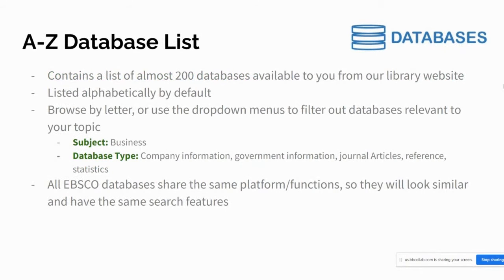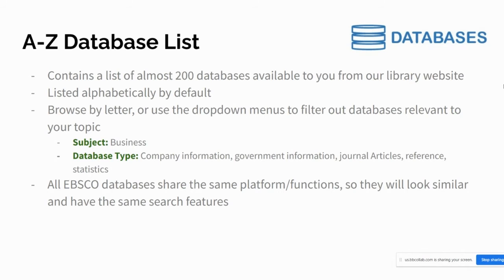So that was just an overview of how to use Dragon Quest to locate business type sources. But I'm going to show you our A to Z database list now, which contains almost 200 databases from our website, and it's listed alphabetically by default. And you can browse by letter or use the drop-down menus to filter out databases relevant to your topic. So I'm going to show you what that looks like in just a minute.